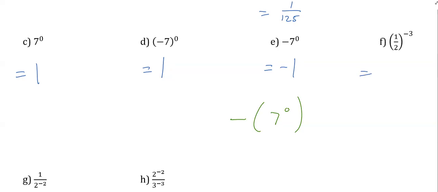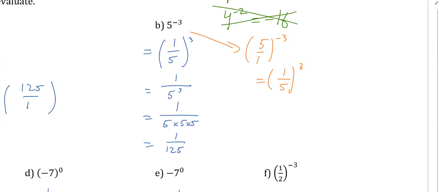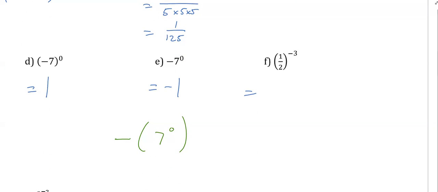All right, and 1/2 to the negative 3. So this is kind of like what I was talking about up here. 5 over 1 is 1 over 5. So 1 over 2, when I flip it, I get 2 over 1. So 2 over 1 to the positive 3, which is just 2 to the positive 3, right? Which is 8. Is everybody okay with that one?